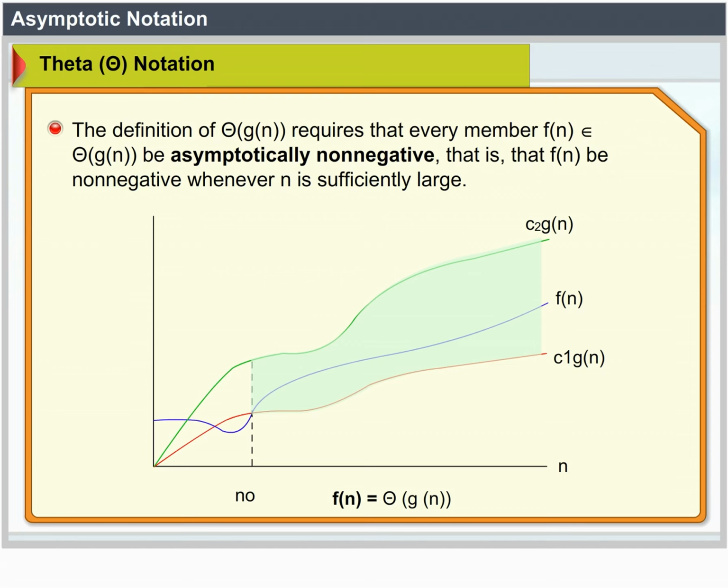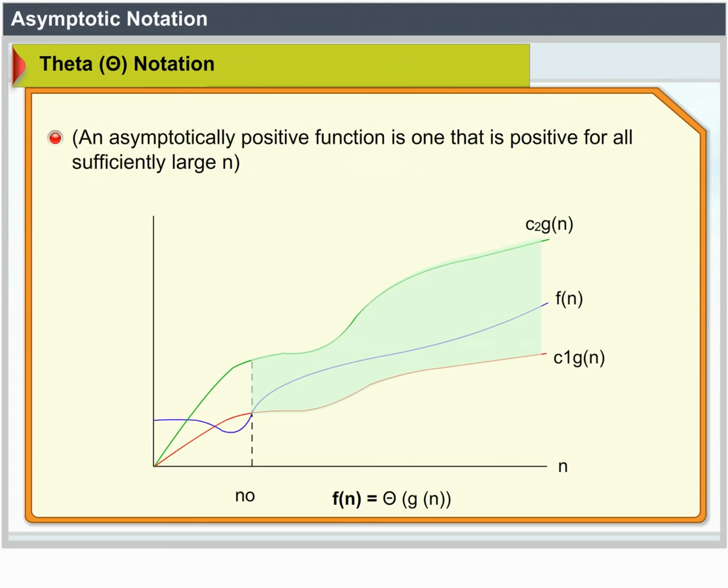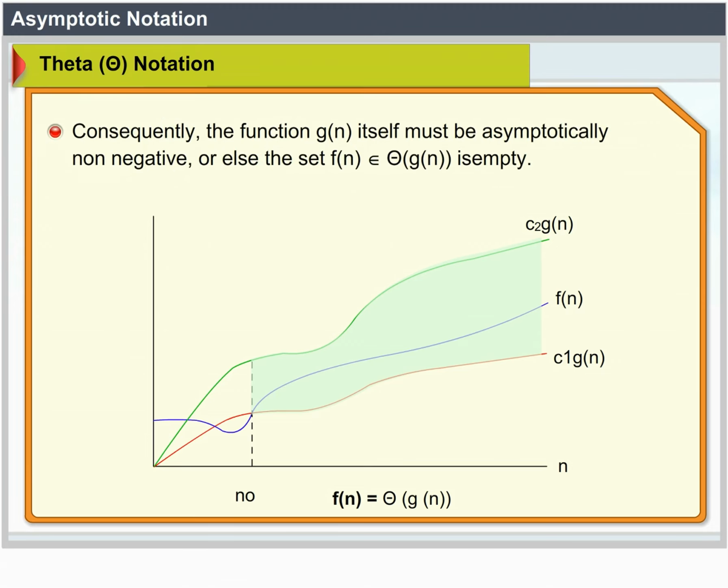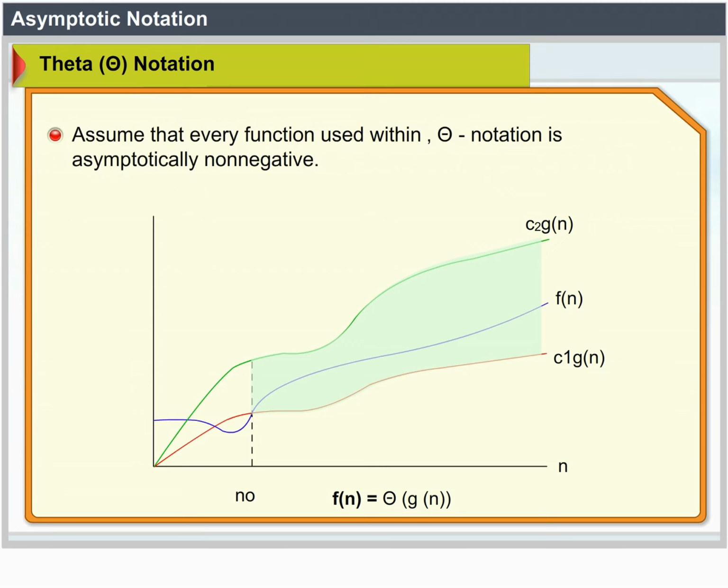The definition of theta of g of n requires that every member f of n belonging to theta of g of n be asymptotically non-negative, that is, that f of n be non-negative whenever n is sufficiently large. An asymptotically positive function is one that is positive for all sufficiently large n. Consequently, the function g of n itself must be asymptotically non-negative, or else the set theta of g of n is empty. Assume that every function used within theta notation is asymptotically non-negative.